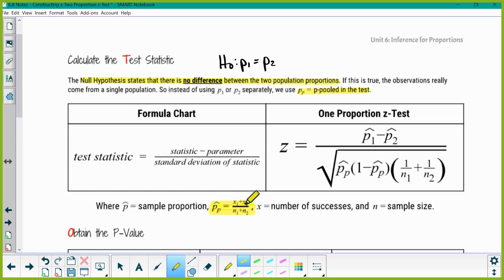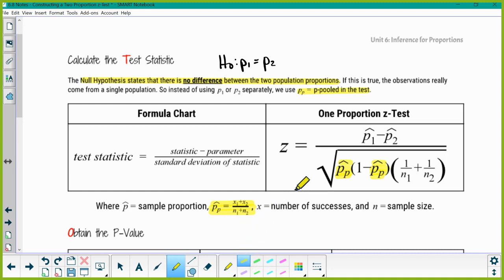And what I do is I plug that in generally where you would normally put your different p hats. This would be success, and then 1 minus p pooled would be your failures. And then similarly to the other formula for Z scores, we do 1 over n1 plus 1 over n2. It's just kind of distributing to both of them. This is the common way you will see it on your formula chart.